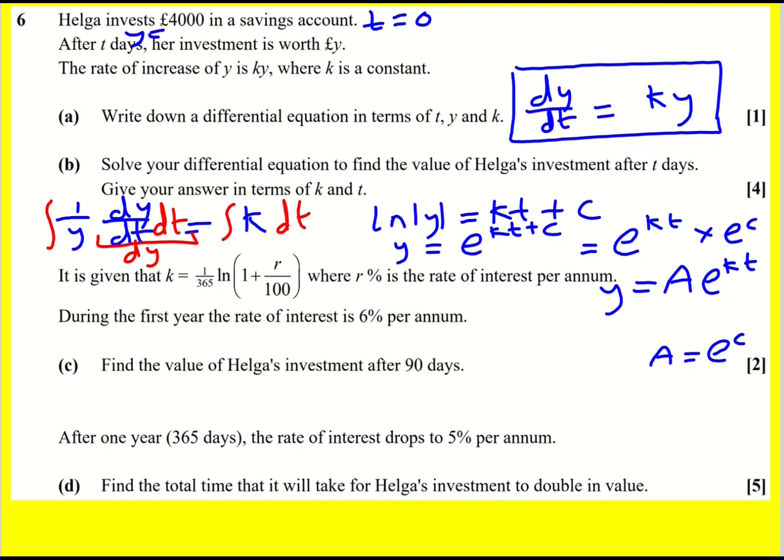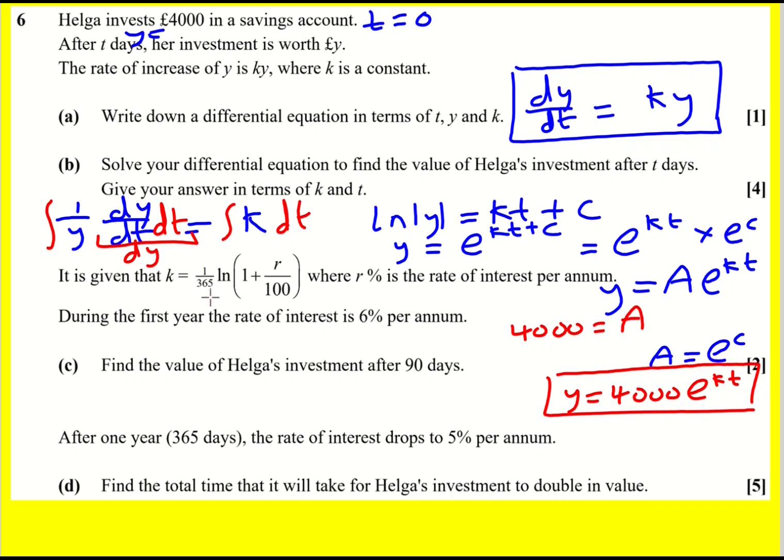So there's my y. Now I can just sub in t equals 0 and y equals 4,000. So 4,000 is simply going to equal A. That's always the case with these exponentials, because this is always our initial value, because when t is 0, e to the 0 is just 1. And then finally, our final answer is that y equals 4,000 e to the kt. We don't have any other information. We can't work out what k is at the moment.